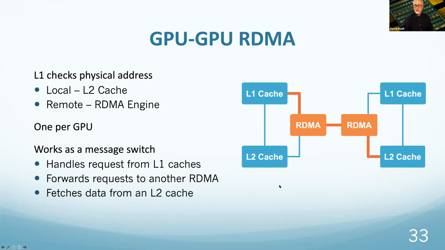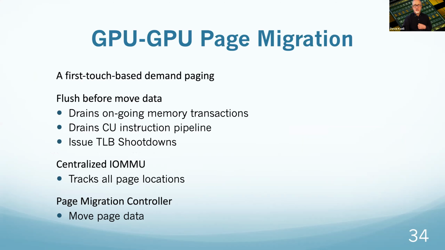Okay, so we have to model all those transactions. We have to get all the plumbing correct, and we have to make this all work. We also have page migration, and we model as a baseline first touch. So where do I access it first? That page comes to that GPU's memory, and we have to flush before we move data. So we have to flush what's going on where the current page is.